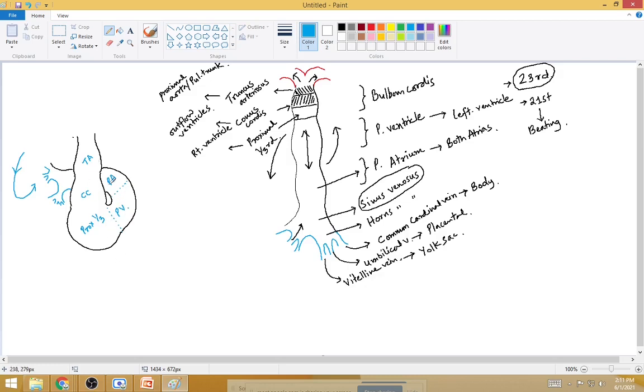So is this picture clear? Yes, sir. So you see now, this part is clear. This is truncus arteriosus.